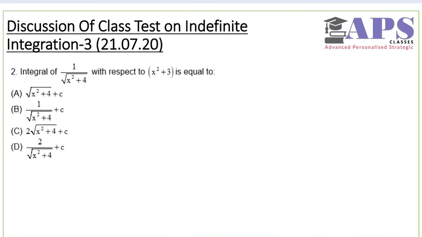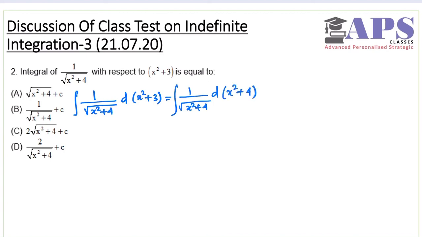In question number 2, we have to integrate 1 by root under x square plus 4 with respect to x square plus 3. So you can just use some substitution here, or you can simply say that this is nothing but 1 by root under x square plus 4 d of x square plus 4, because d of x square plus 3 and d of x square plus 4 are same. So it is like dt by root t, and direct integration formula will give us, this is 2 root under x square plus 4 plus c. So that is very easy question. Let's go to question number 3.